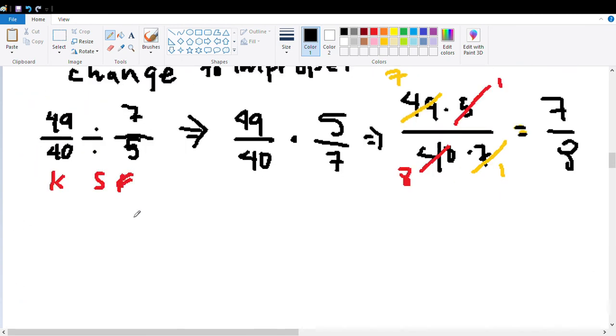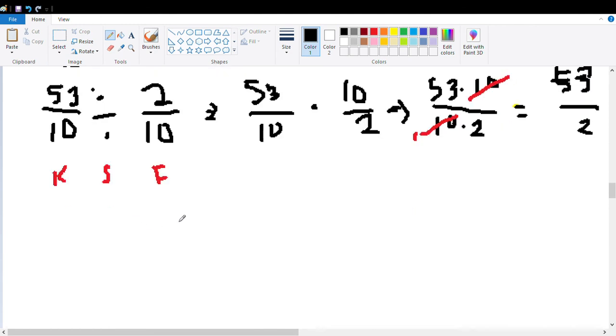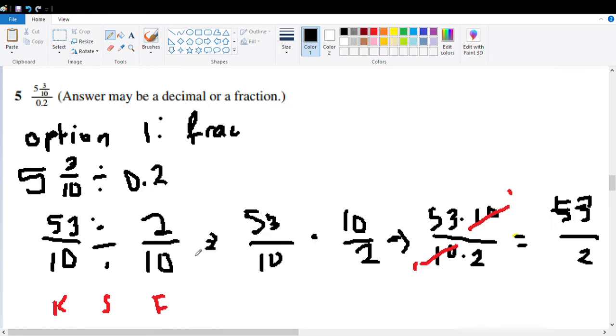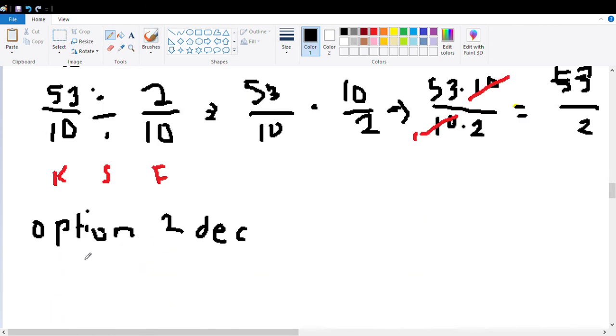So now we'll do option 2. Option 2 is when you're pretty good in decimals. So there's two ways to tackle this. If you're pretty good at decimals, go for option 2. If you're pretty good at fractions, do the fraction. Make things easier for you.